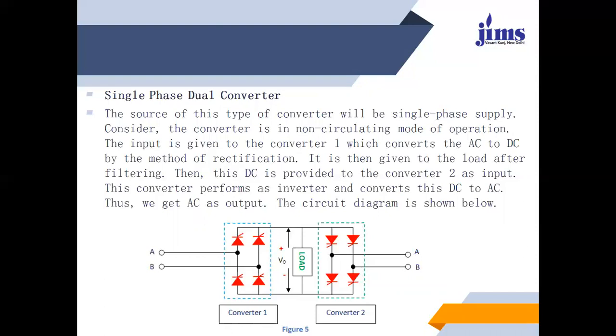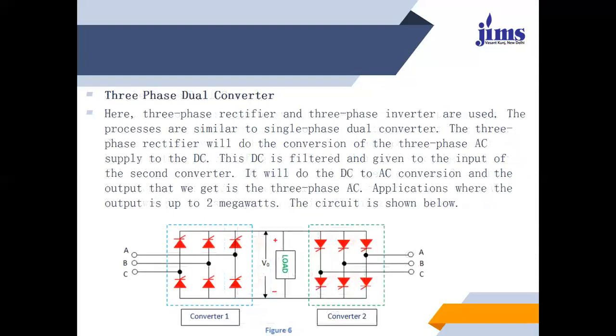The circuit diagram is shown over here. We are finding that the thyristors are connected in the forward direction for this one, and these will be connected in the downward direction, so it will be in the reverse direction. So the load will be connected over here, and the output will be measured over this side. There is a main source as AB, and at this side there is again the AB.